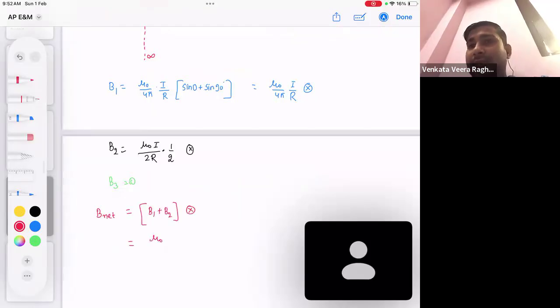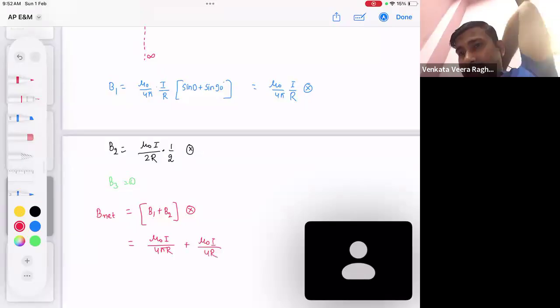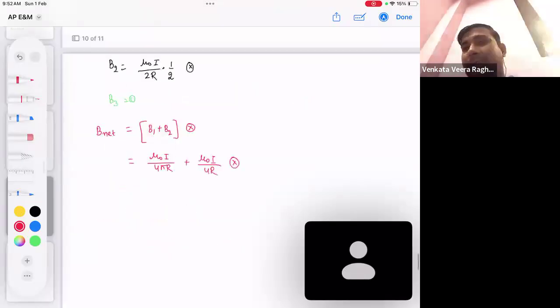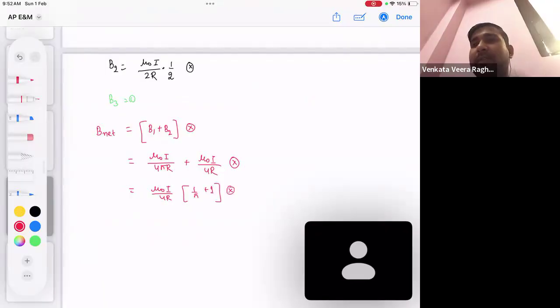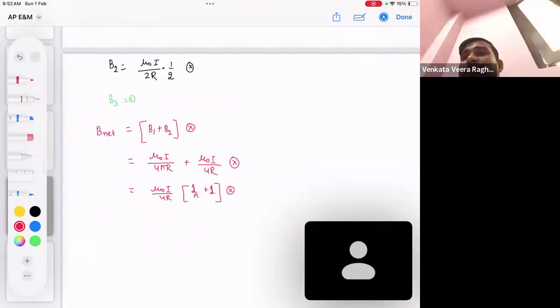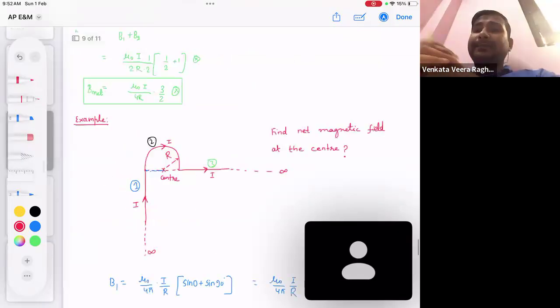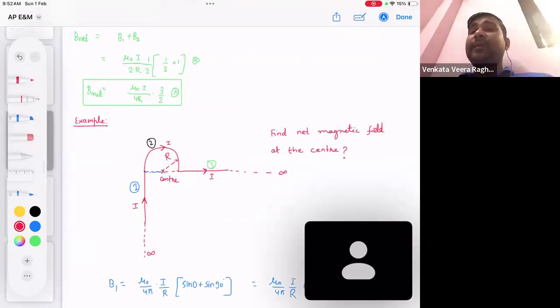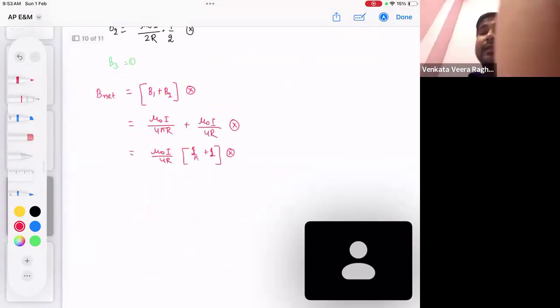So mu naught I by 4 pi R plus mu naught I by 4R. Direction is into the plane. So you can simplify: mu naught I by 4R common, 1 by pi plus 1, and the direction is coming into the plane. Understood? So this is how, if a combination of loop and straight segment is there, we calculate the magnetic field. Okay, just one last example, you try to do it.